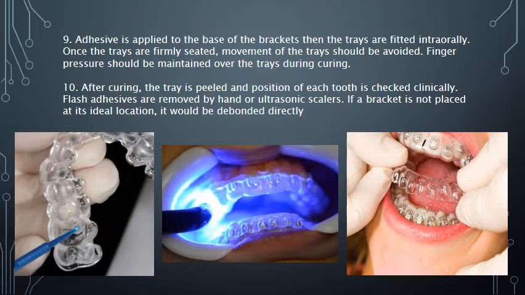Adhesive is applied to the base of the brackets when the trays are fitted intraorally. Once the trays are firmly seated, movement of the trays should be avoided. Finger pressure should be maintained over the trays during curing. After curing, the tray is peeled and the position of each tooth is checked clinically. Flash adhesive is removed by hand or ultrasonic scaler. If a bracket is not placed in its ideal location, it should be debonded directly.